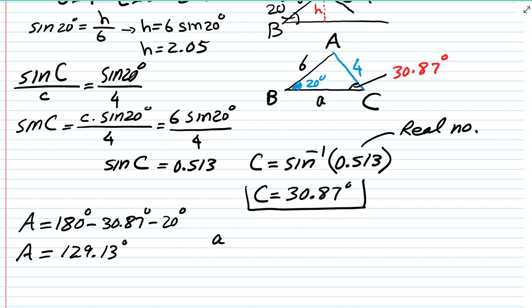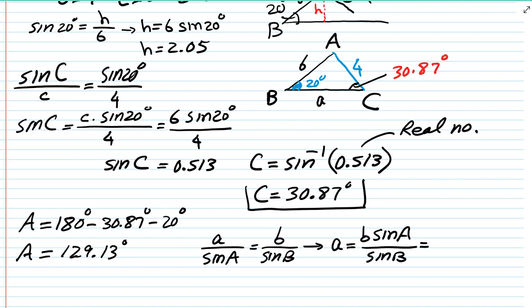Well, I'm going to do the law of sines in the form of a over sine cap A. I can use b over sine B, or you can use c over sine C, doesn't matter. Multiply both sides by sine cap A. So this would be b sine A divided by sine B. And then put the numbers, that's 4 sine 129.13 degrees divided by sine of 20 degrees. And the length of the side a turns out to be about 9.1.